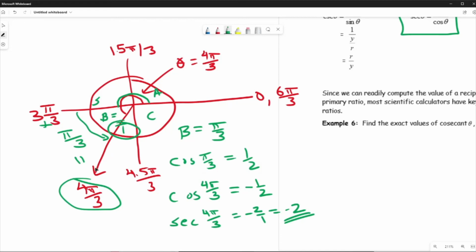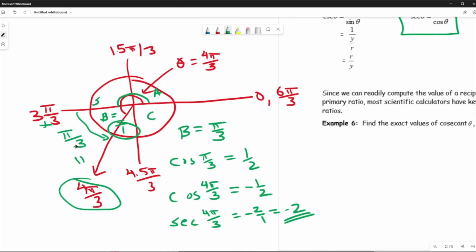I sketch it, and then I find its beta. Its beta is the relationship between what I drew and the x-axis. What I drew was 4 pi over 3. The x-axis was 3 pi over 3. So the beta is the difference. It's regular pi over 3. When I check the cos of pi over 3 using my special triangle, I get 1/2.